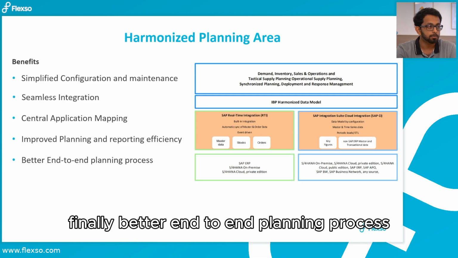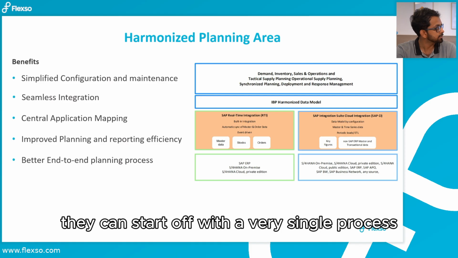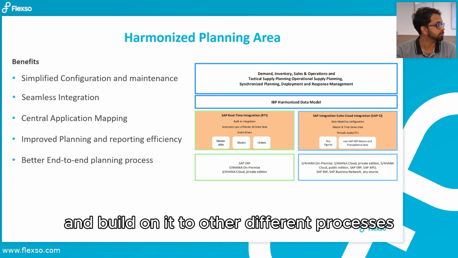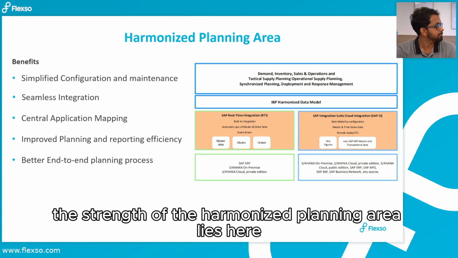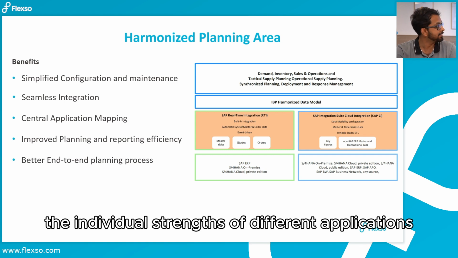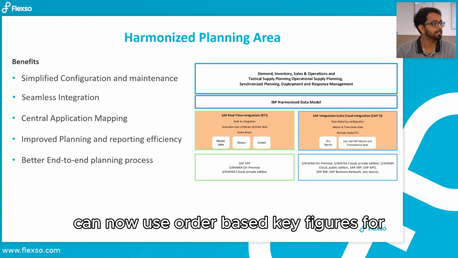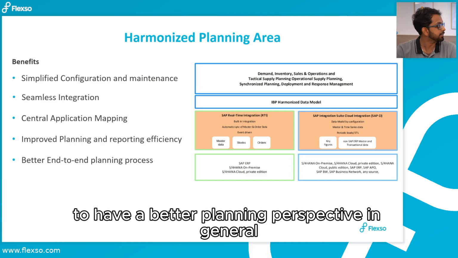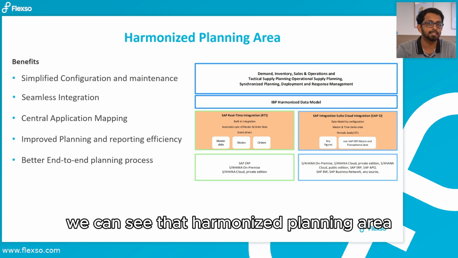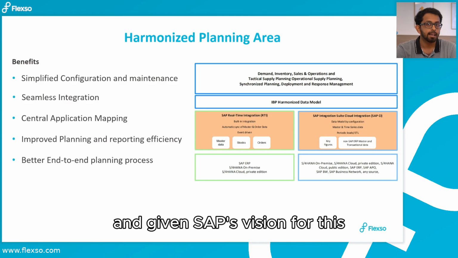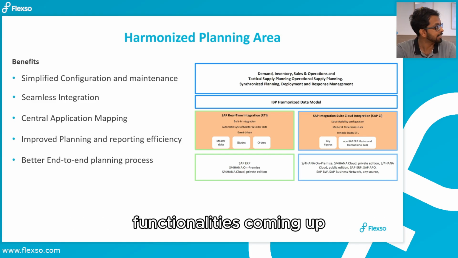Finally, better end-to-end planning process. First thing, when a customer adopts the harmonized planning area, they can start off with a single process and then extend and build on it to other different processes within the planning area. Apart from this, as I mentioned earlier, the strength of the harmonized planning area lies here. It leverages the individual strengths of different applications. For example, time series planning can now use order-based key figures as its input to have a better planning perspective in general. So basically, already with the first release, we can see that the harmonized planning area offers a lot to the planners, and given SAP's vision for this, we are very sure that there are a lot of better functionalities coming up.